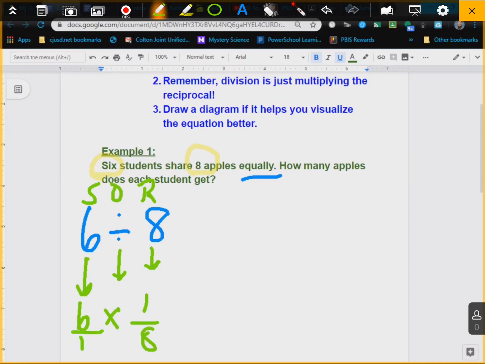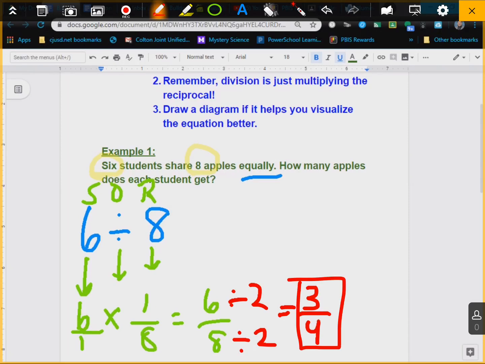6 is the same as 6 over 1, so I'm just going to multiply 6 times 1, which is 6. 1 times 8, which is 8. And if you wanted to simplify, you know that you can take a 2 out of both 6 and 8, which makes it 3 over 4. Okay? So 3 over 4 or 6 over 8 would be your answer.